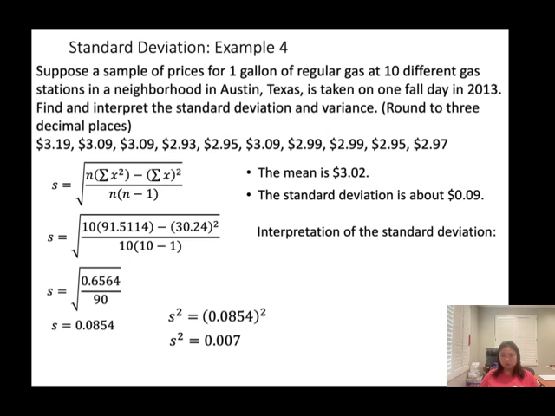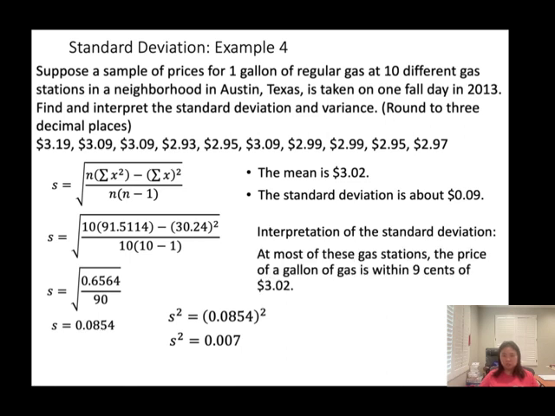And then the interpretation of the standard deviation. So we're going to say, at most of this gas station, the price of a gallon of gas is within 9 cents of $3.02 in here. Okay, so one standard deviation below or above the mean. So 9 cents of the $3.02.